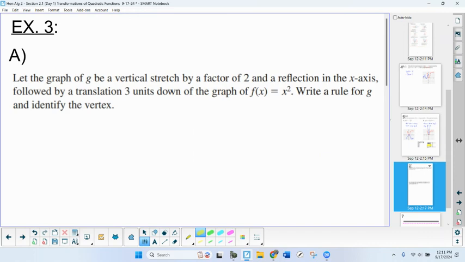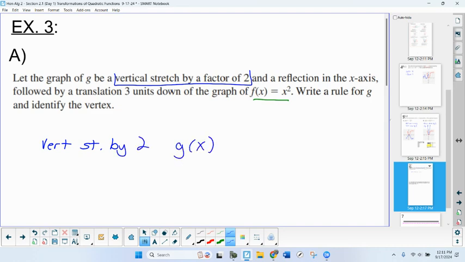Okay? Let the graph, now guys, we have done these. These are on your test. The only difference is now you got to tell me what the vertex is. Okay, let the graph, and do these in order, be a vertical stretch by 2. Okay, we're taking the parent, f of x equals x squared. So Laura, you're taking the parent function, and you're going to do a vertical stretch by 2. What do you do when you do a vertical stretch by 2, Laura? Don't we just put it on the outside? Yep, so 2 times x squared.